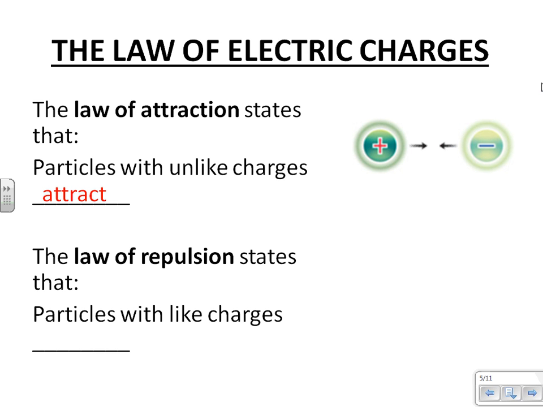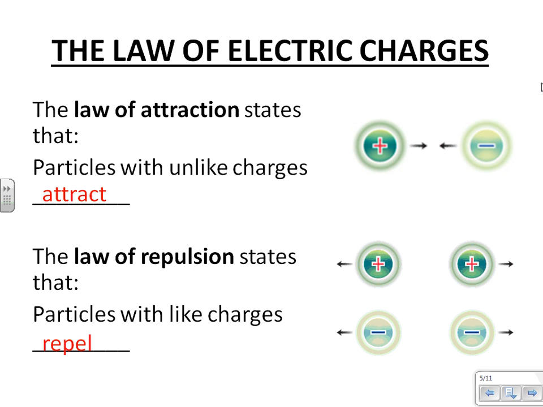The law of repulsion says that particles with like charges will repel. So if you have 2 positive charges, they're going to push away from each other. If you have 2 negative charges, they're going to push away from each other. So you can see that with the arrows that I drew.